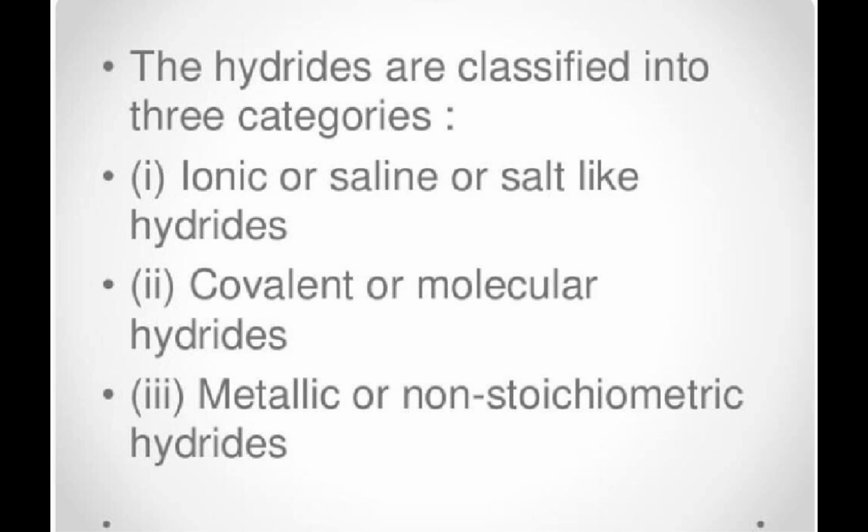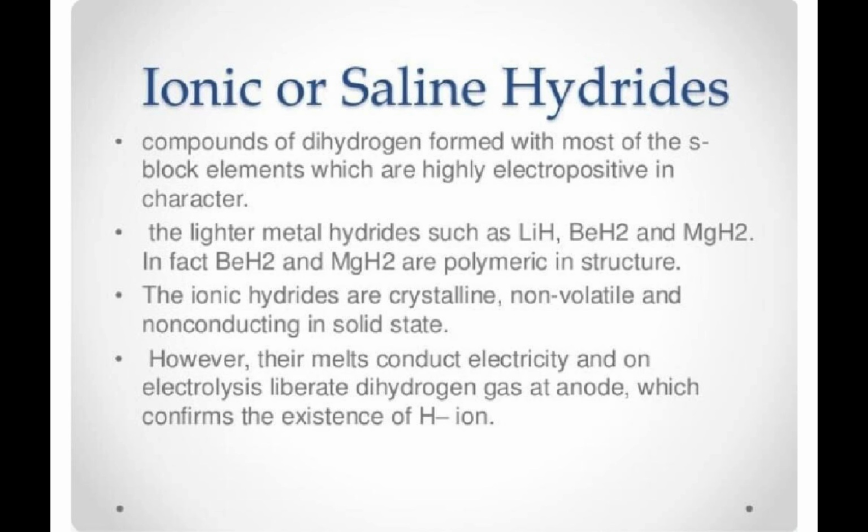Mainly three categories are there. First one is ionic or saline or salt-like hydride. Second is covalent or molecular hydrides. Third is metallic or non-stoichiometric hydrides. So what is ionic or saline hydride? These are compounds of dihydrogen with s-block elements. These are highly electropositive in character. Lighter metal hydrides, for example lithium hydride, beryllium hydride, magnesium hydride and all that.